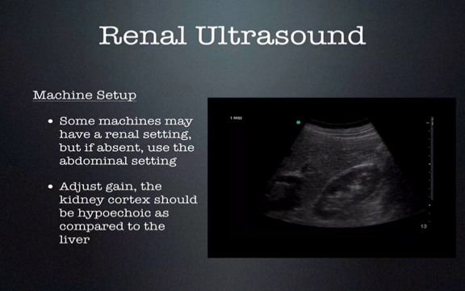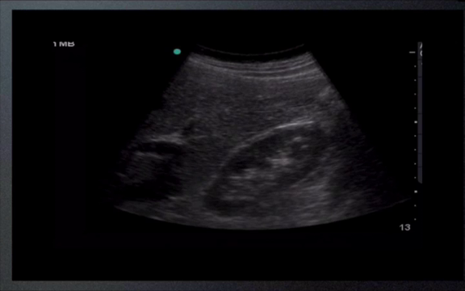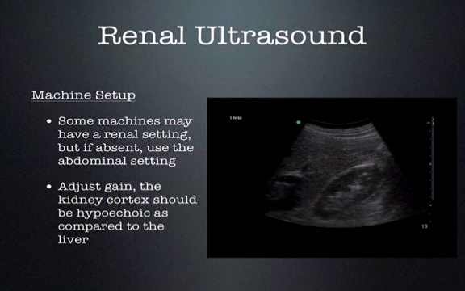This is not always the case though, and if absent, the abdominal setting works just fine. The first image you want to obtain should be fairly similar to the image pictured on the right of this slide, where you are able to visualize both the kidney and the liver in a single shot. You then want to adjust the gain so that the kidney cortex is hypoechoic or less bright compared to the liver. Remember that when transitioning from evaluating one kidney to the other, you do not want to readjust the gain, the depth, or any setting on the ultrasound machine.